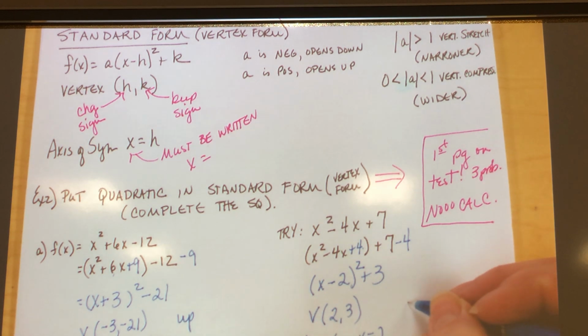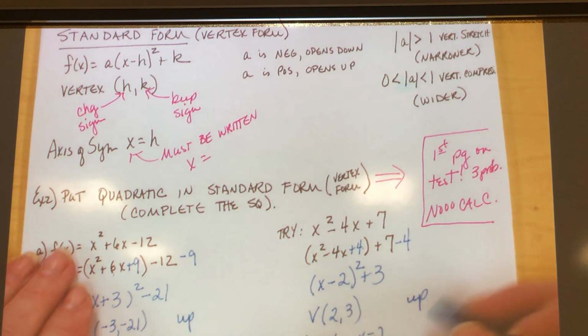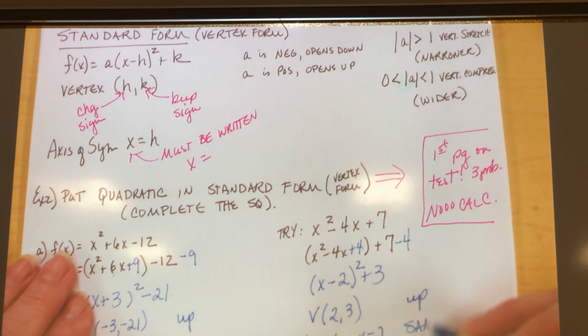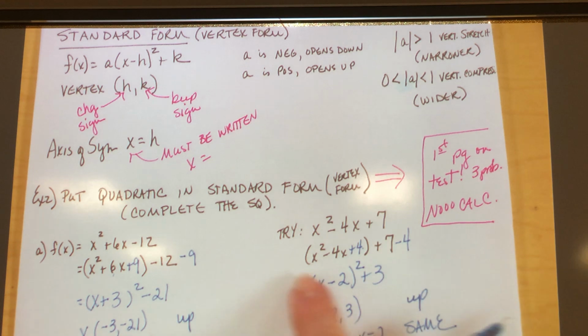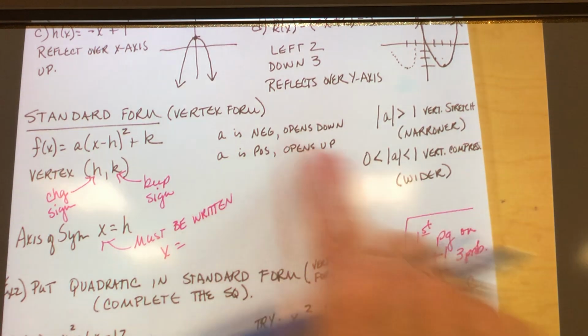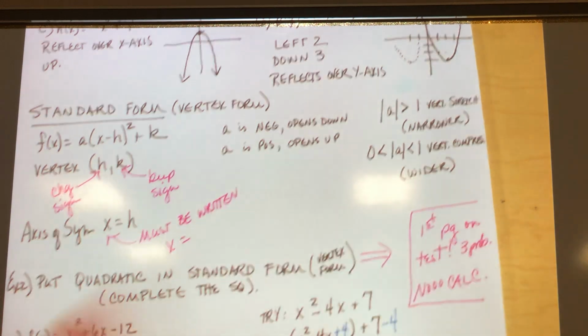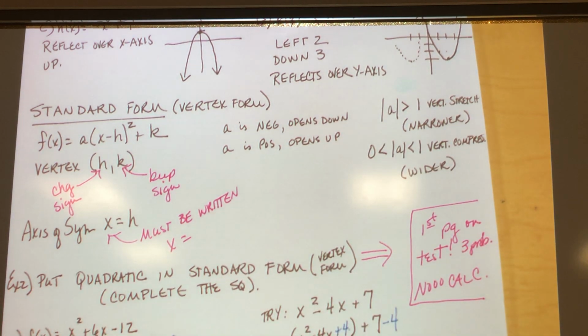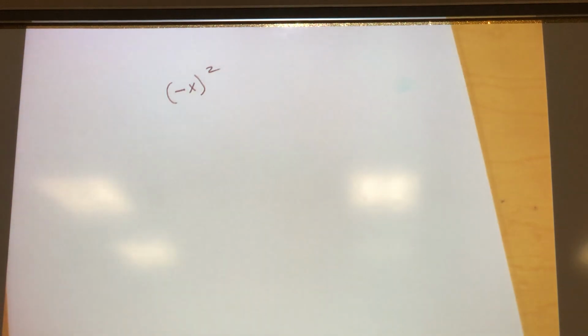Does it open up or down? Wider, narrower, or the same? How are you doing that part? It's a, whatever a is out here. It's a 1, so it's the same as the parent function. And it's positive, so it opens up. Okay? All right, so let's make it a little bit more difficult.